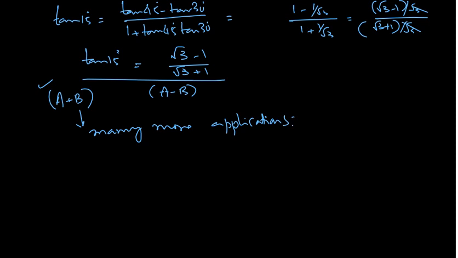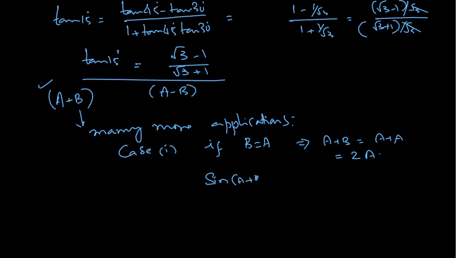In the sense, let's say case one: what if B equals A? That implies A plus B equals A plus A, which is 2A. So sine(A+B) is nothing but sine 2A.